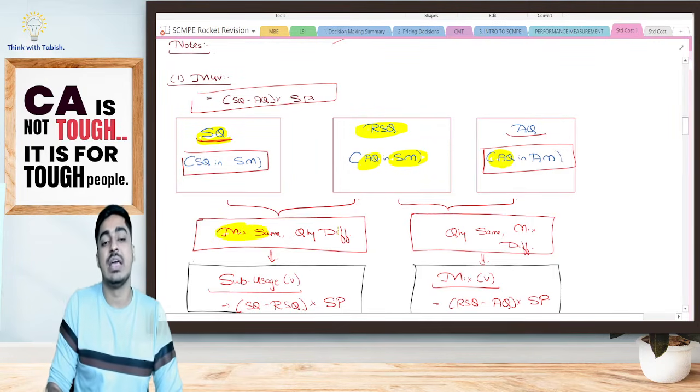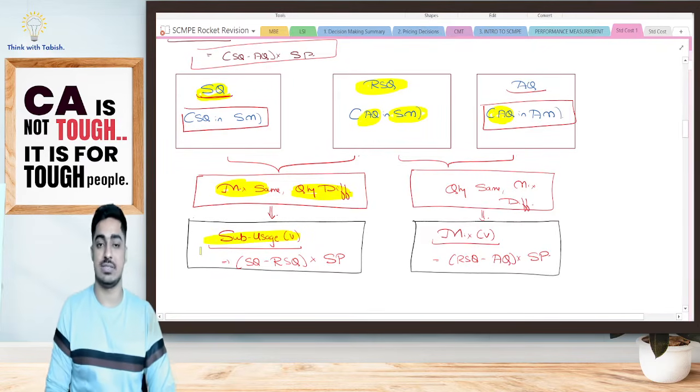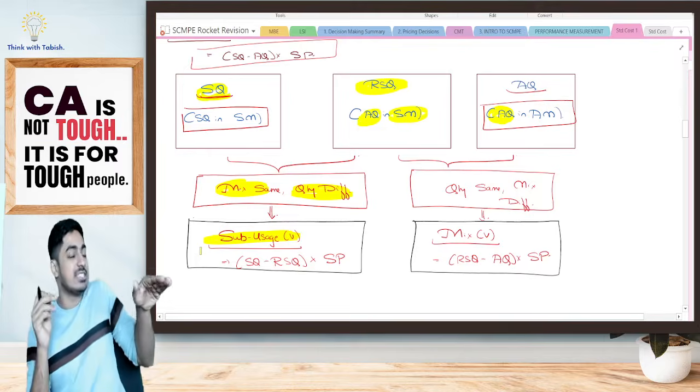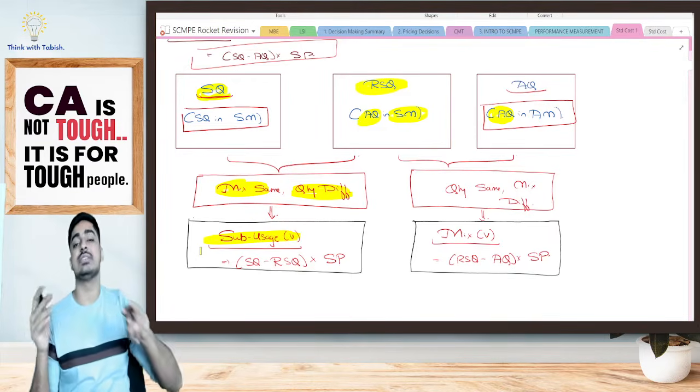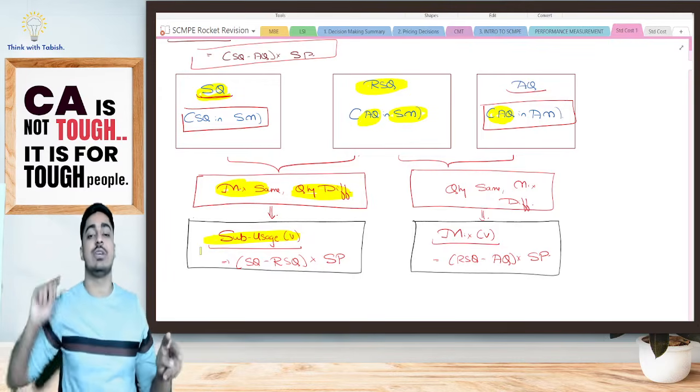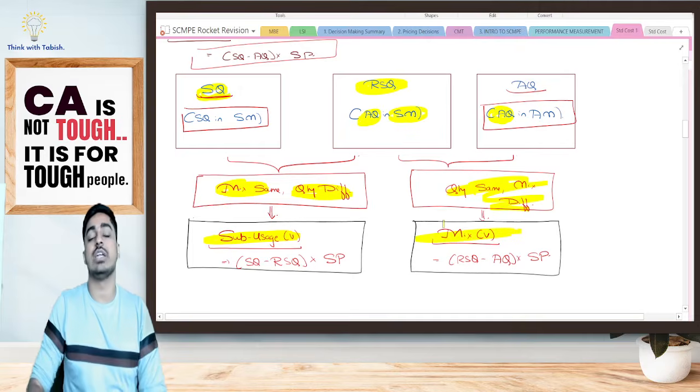Now, when I'm comparing my standard quantity with the revised standard quantity, standard quantity is the standard quantity in the standard mix. RSQ is my actual quantity in the standard mix. Mix is the same, however, quantity is different. I'm going to call it the sub-usage variance. Now, when I'm comparing my revised standard quantity, my actual quantity in standard mix, with actual quantity, my actual quantity in actual mix, quantity is the same, however my mix is different. So I'm going to call it my mix variance.